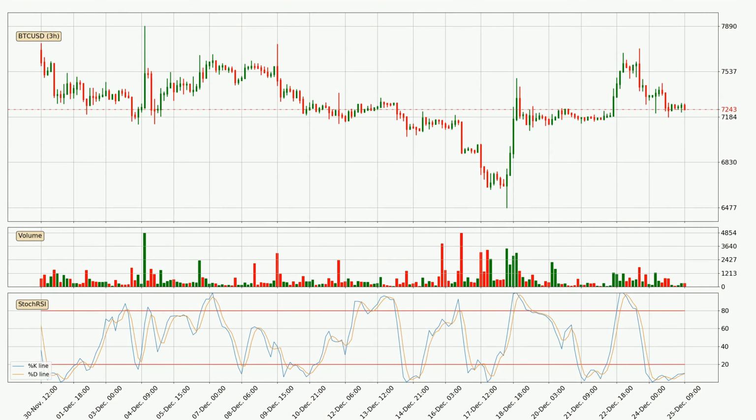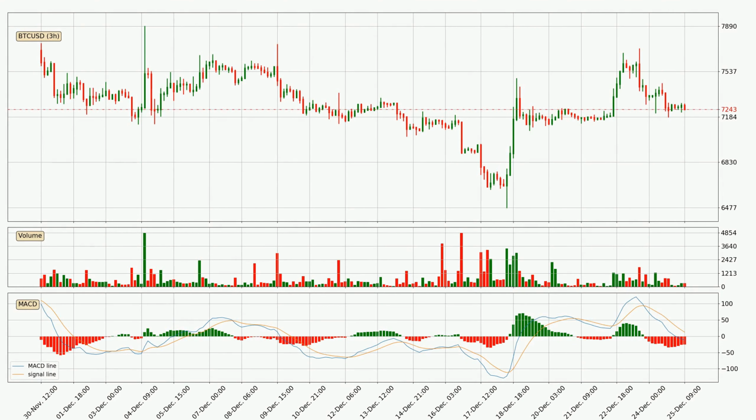Looking at the 3-hourly stochastic RSI, we can see that the crypto is being oversold because the %K and %D lines are in the lower region. A change in the trend can be expected, or for the crypto to remain at least stable for some time. The trend has shifted upwards because the K line is currently located above the D line.